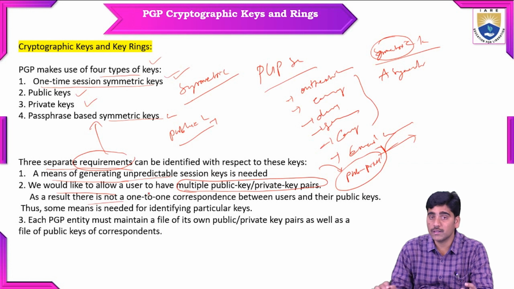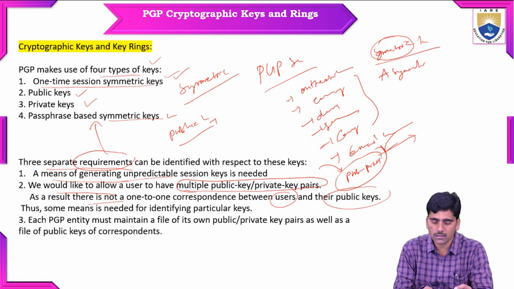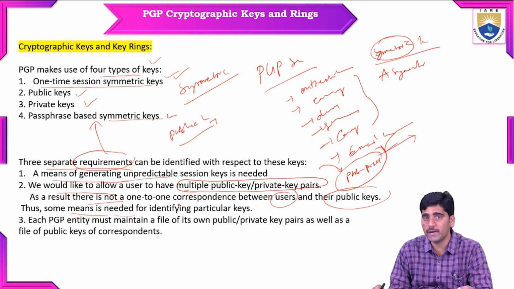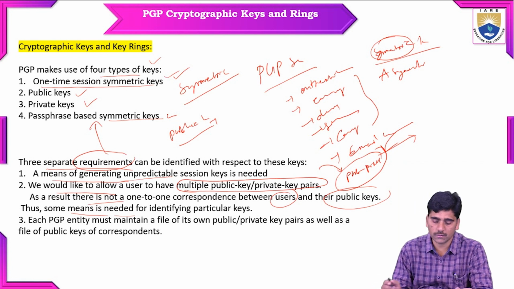As a result, there is not a one-to-one correspondence between users and their public keys. Thus, some means is needed for identifying particular keys: which type of key is used for encryption, which type of key is used for decryption, and which type of session key is generated.